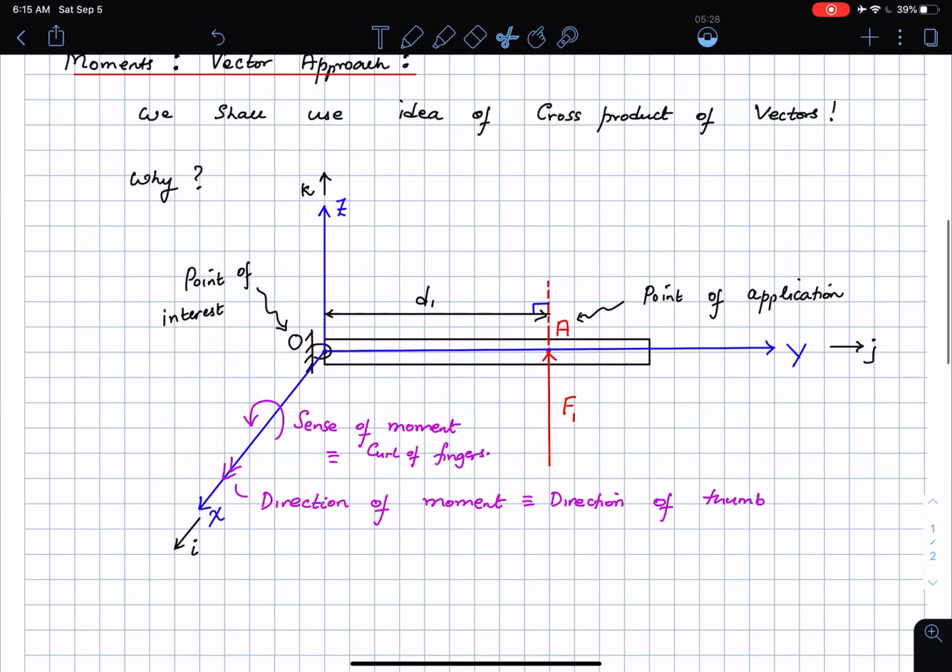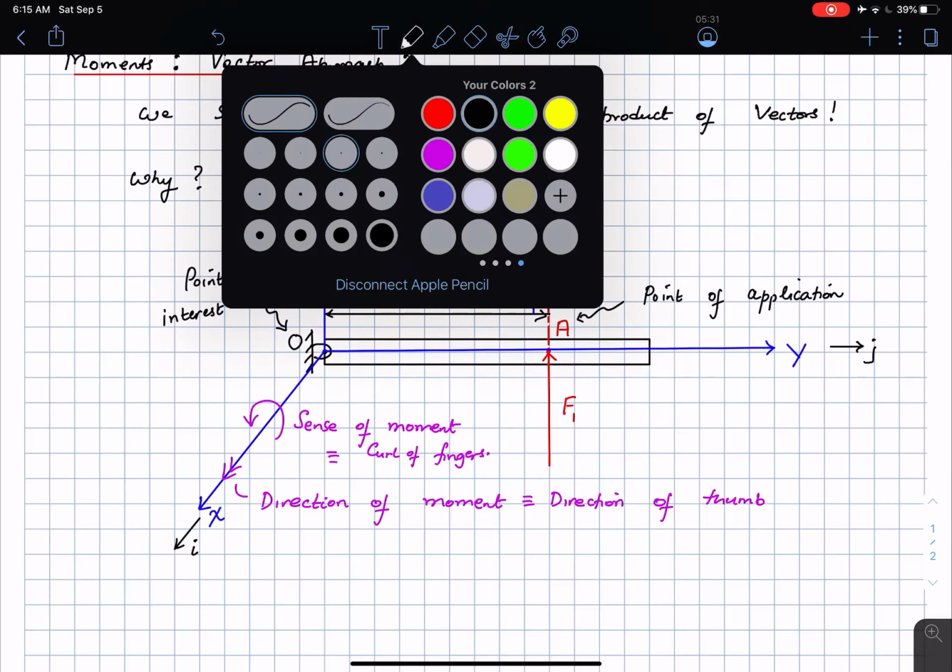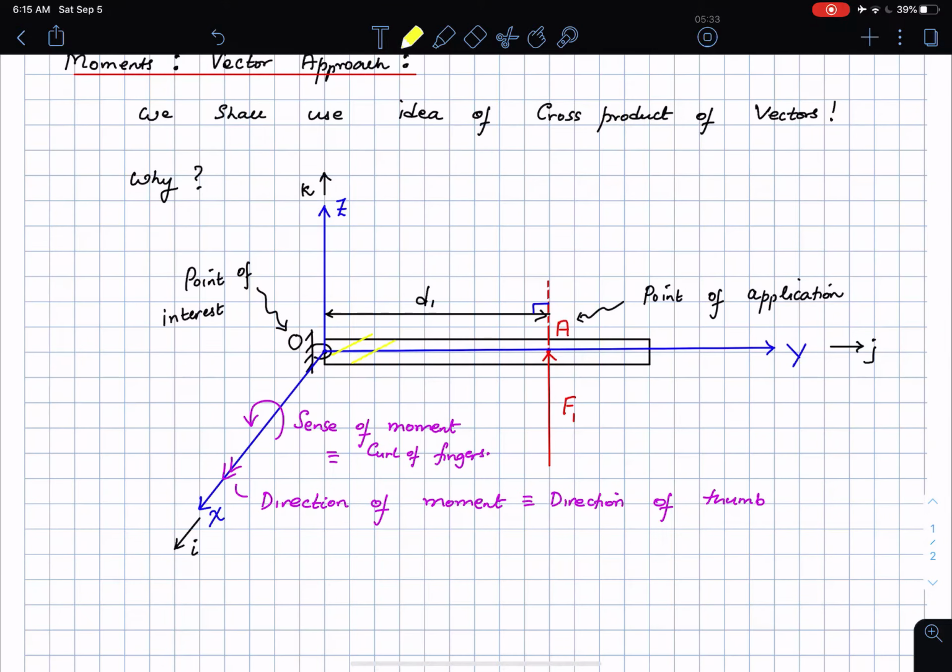In this figure, I had this beam which I had drawn here. On this beam, there was a force F1 acting at the point A. Point A is the point of application. Point O is the point of interest, where the beam is pinned about a certain support. And then I have the X, Y, and Z axes. What we found was that the moment of this force about the point O is about the x-axis, and we found this using the scalar approach.